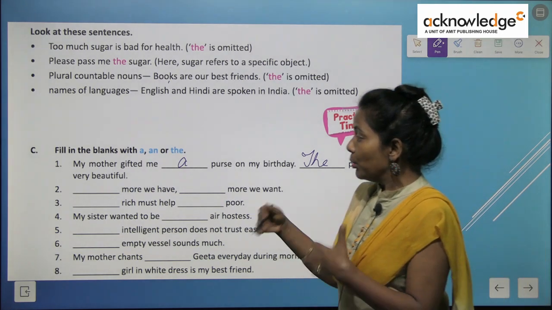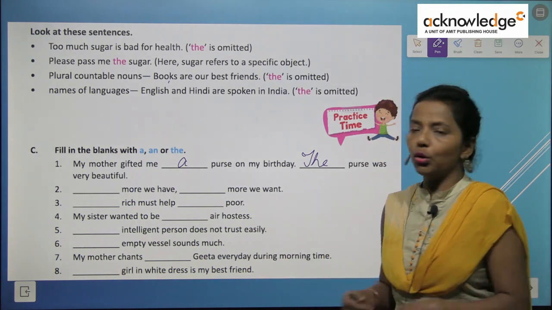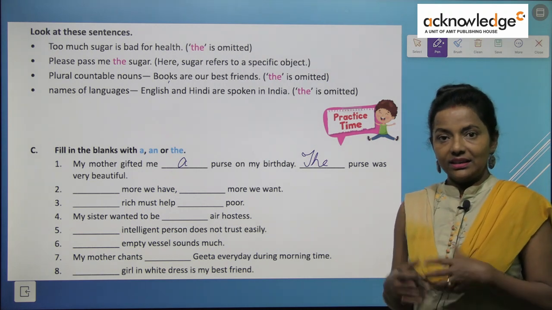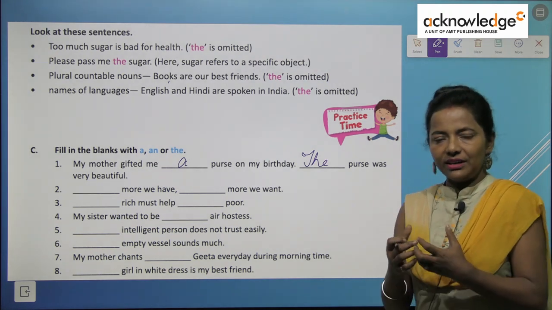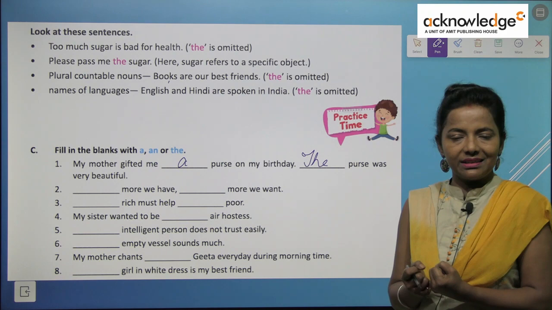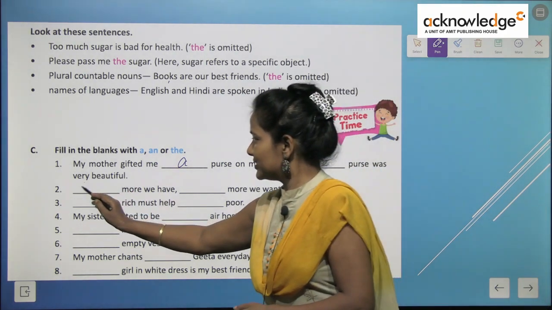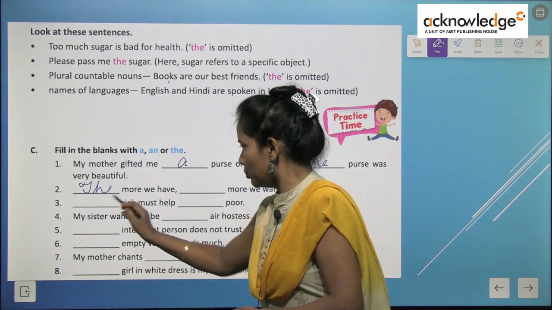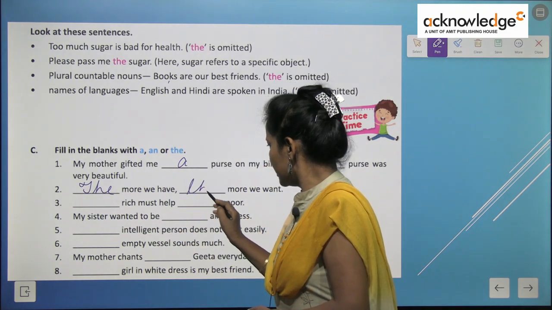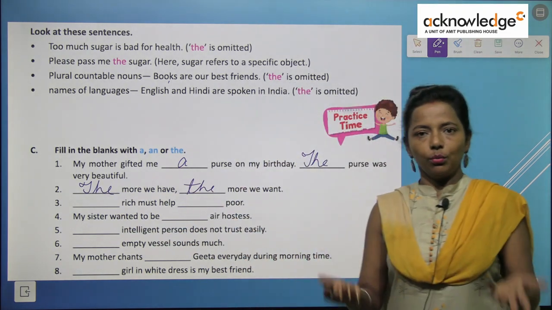The more we have, the more we want. Here we are telling about a definite thing कि जितना हमें ज़्यादा मिलता है उतनी ज़्यादा हमारी expectation और होती है. So we are very definite, telling about a definite thing. The more we have, the more we want.